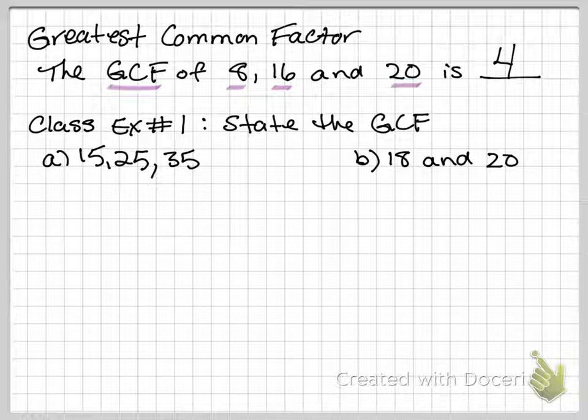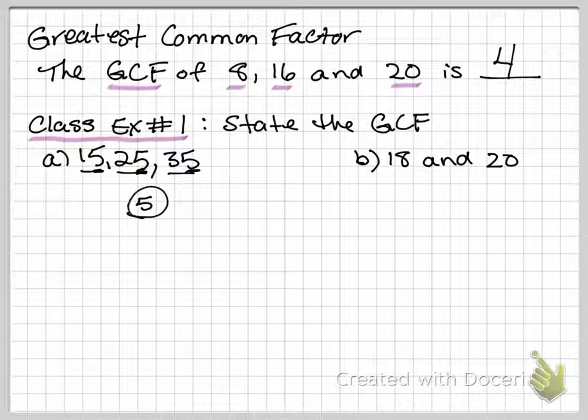Let's take a look at these examples. So I have 15, 25, and 35. Well, because each of these ends with a 5, the best number I would think to divide those by would be 5. 15 doesn't go into 25 and 15 doesn't go into 35. So 5 would be your greatest common factor for that set of numbers.